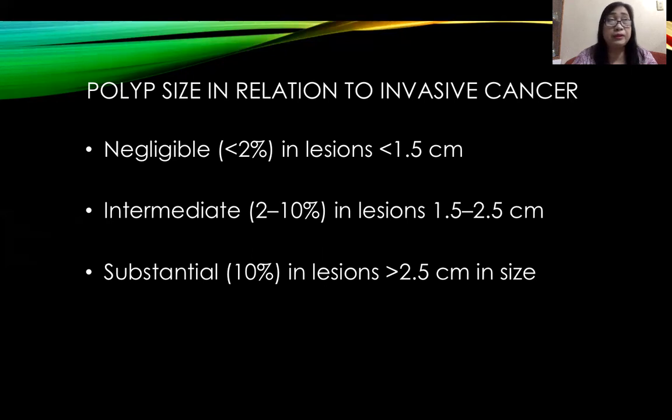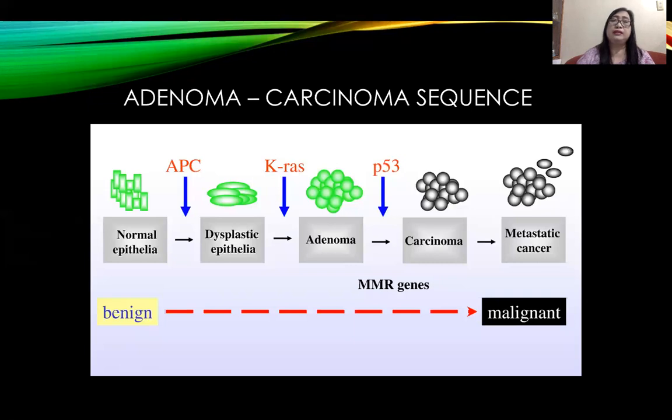The polyp size in relation to invasive cancer is, if your polyp is less than 1.5 centimeters, there is less than 2% chance of the polyp becoming malignant in the future. An intermediate polyp size, which is 1.5 to 2.5 centimeters, has a 2 to 10% chance of becoming cancer in the future, while a substantial 10% of lesions of more than 2.5 centimeters in size become malignant in the future.